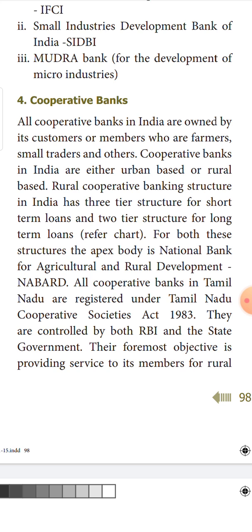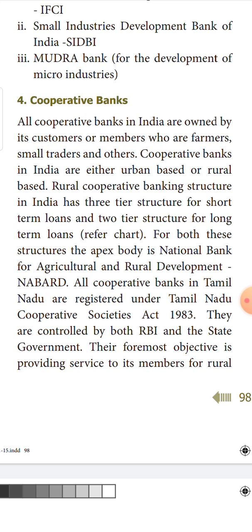And for all types of cooperative banks, whether it is 3-tier or 2-tier cooperative banks, it comes under NABARD only. The Apex Bank means the main bank to which it is attached is NABARD. What is NABARD? National Bank for Agriculture and Rural Development.